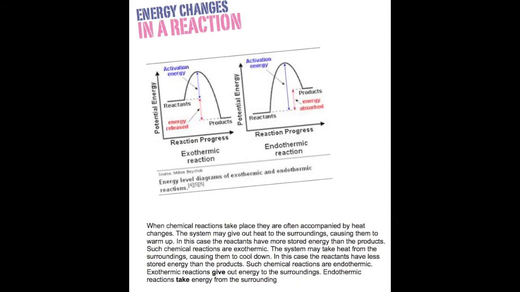The system may take heat from the surroundings, causing them to cool down. In this case, the reactants have less stored energy than the products. Such chemical reactions are endothermic. Exothermic reactions give out energy to the surroundings. Endothermic reactions take energy from the surroundings.